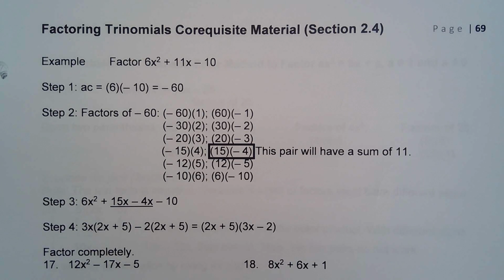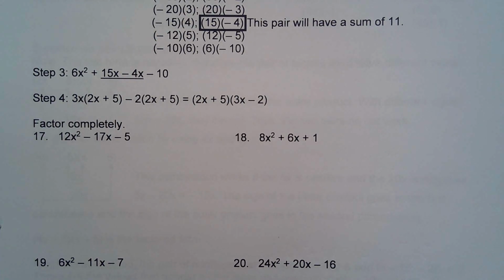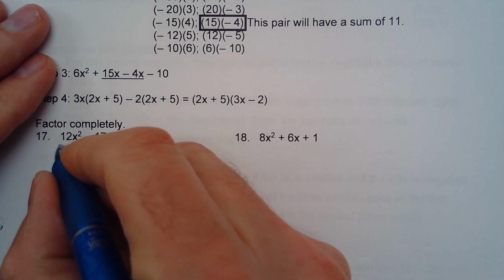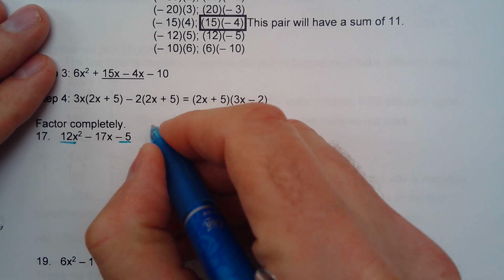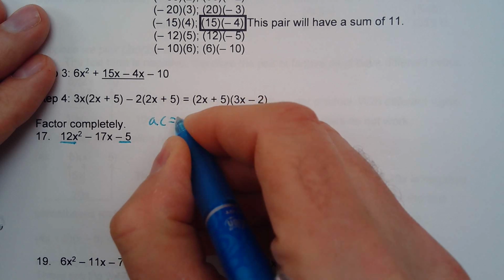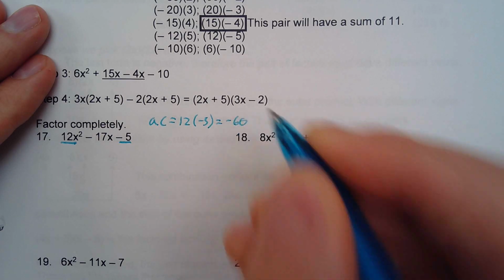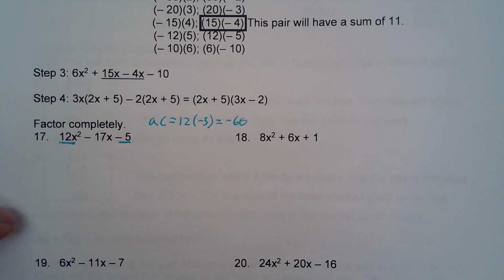So let's take a look at some problems. And so we're going to factor this using the AC method. So the first thing I'm going to do is look at this 12 and this negative 5, and do a times c. 12 times the negative 5 is negative 60. So it looks a lot like what we did just up there. We're going to do it a little bit differently, though.